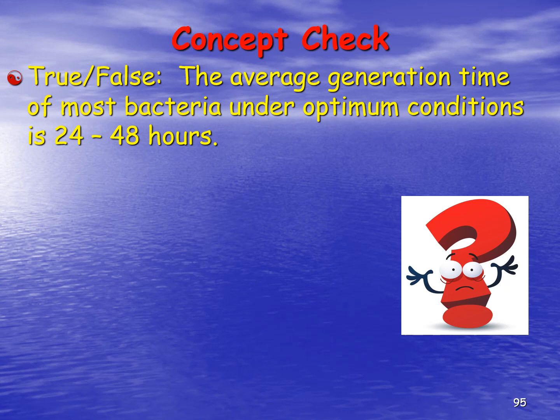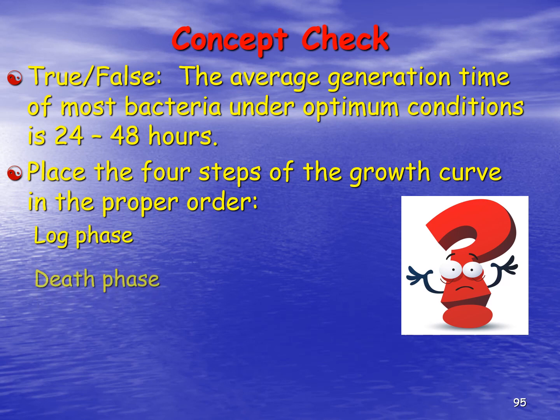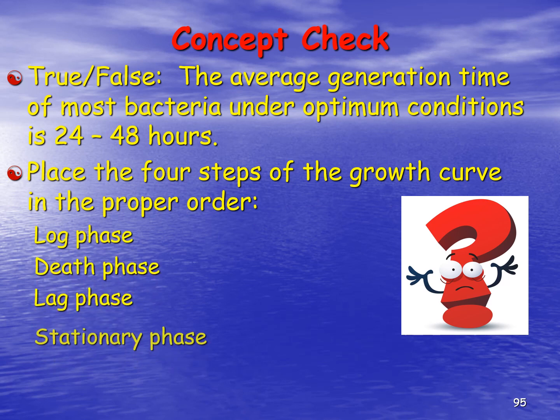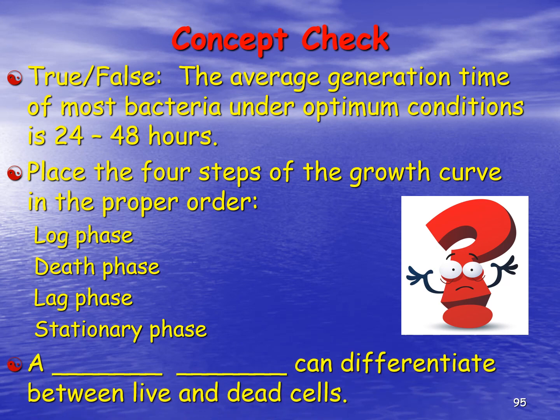So, true or false, the average generation time of most bacteria under optimum conditions is 24 to 48 hours. Can you place the 4 steps of the growth curve in their proper order, and do you know what each one represents? And finally, what is the machine that can differentiate between living and dead cells?